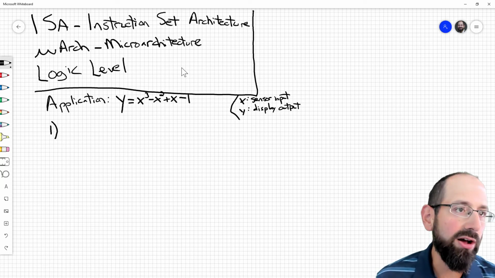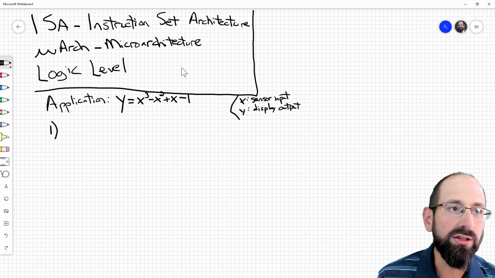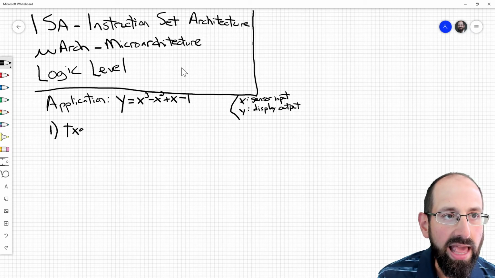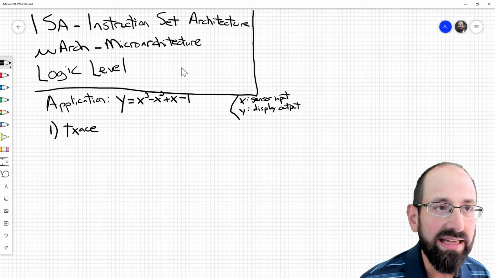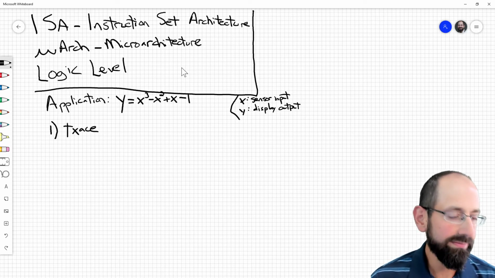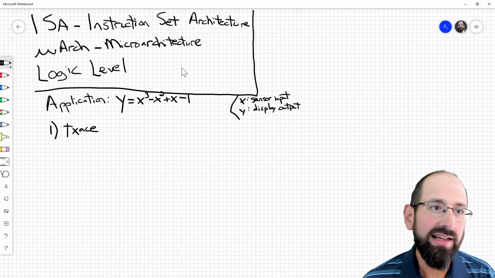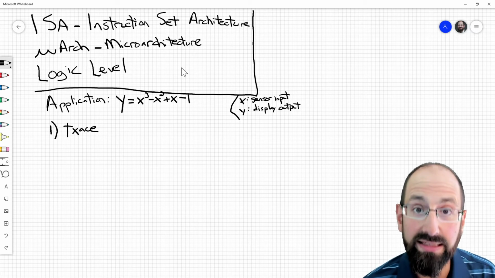I don't know what we want to call that instruction. It's kind of hard to say for this one particularly. They tend to have mnemonics for everything. Take X and compute everything. That could be a name for our ISA design. It's a single instruction that takes in the value of X and calculates X cubed minus X squared plus X minus 1. That's a perfectly valid design decision.